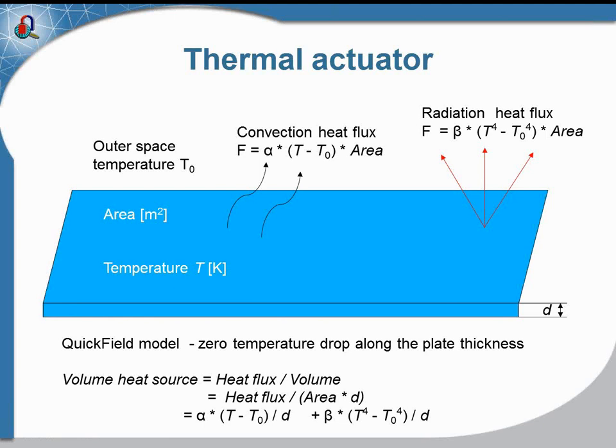In fact, this problem requires three-dimensional analysis, but we can simplify the model. You see the temperature difference between the top and bottom surface is 0. We can believe that the temperature is distributed uniformly from top to bottom. Now the top surface is cooled by the convection heat flux, which is denoted by this equation, and by the radiation heat flux, and you can see this equation.